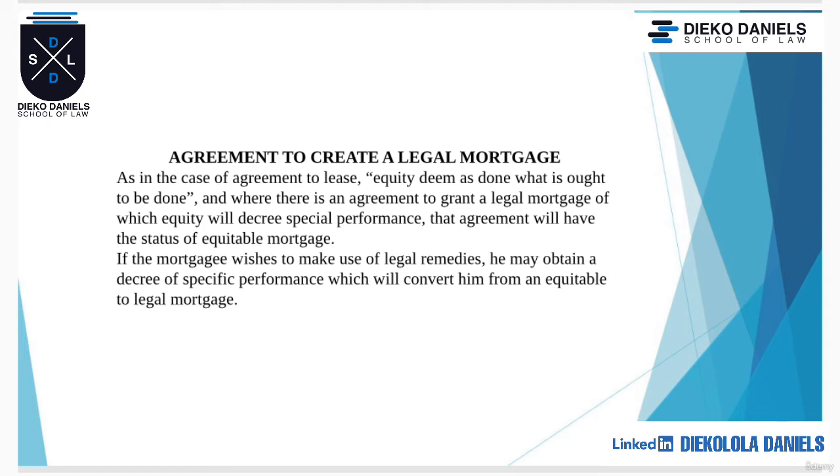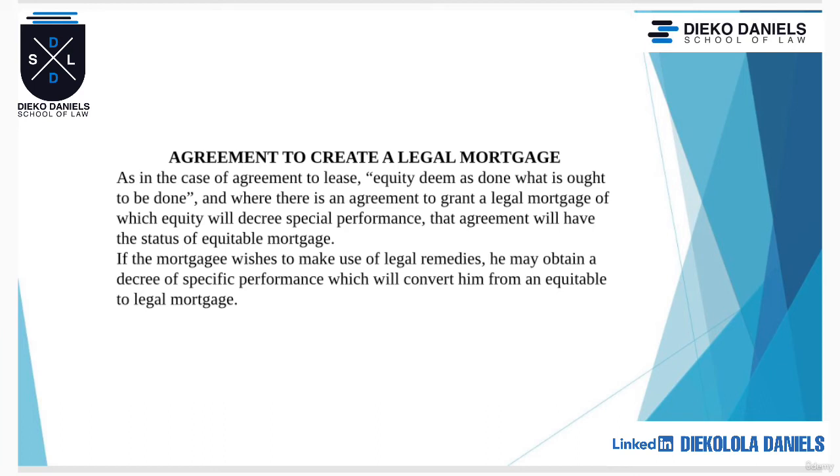Backed up with the agreement that we are creating a legal mortgage. Because equity sees as done what ought to be done. What ought to be done in this case? We ought to have a legal mortgage. Why ought we to have a legal mortgage? Because there has been an agreement to create a legal mortgage. Based on that agreement, equity will make a pronouncement through an order of specific performance if I deem fit.